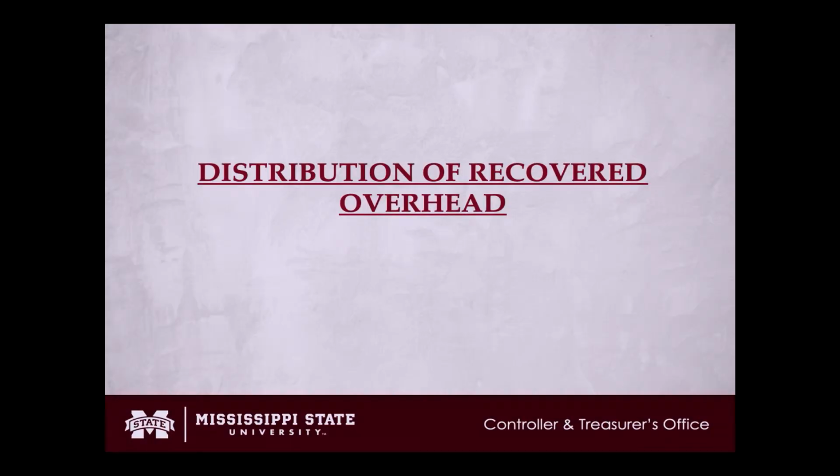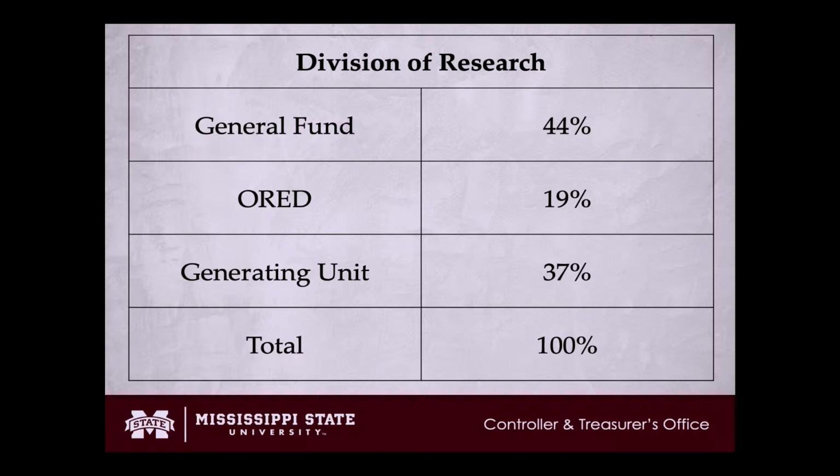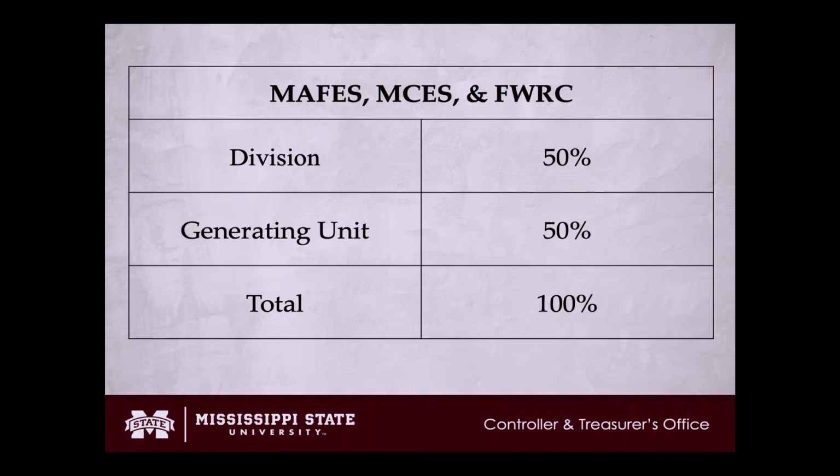Recovered overhead is distributed according to MSU Policy 80.12. This policy is located on both the Office of Sponsored Projects and SPA Accounting's website. The distribution percentage is different for each of the 3 divisions. For the Division of Research, 44% goes to the General Fund, 19% to ORED, Office of Research, and then 37% to the Generating Unit for the total of 100%.